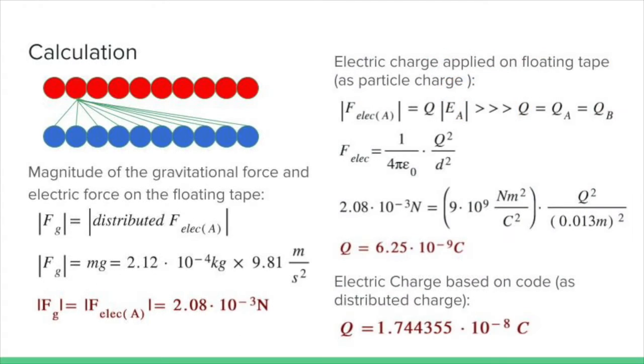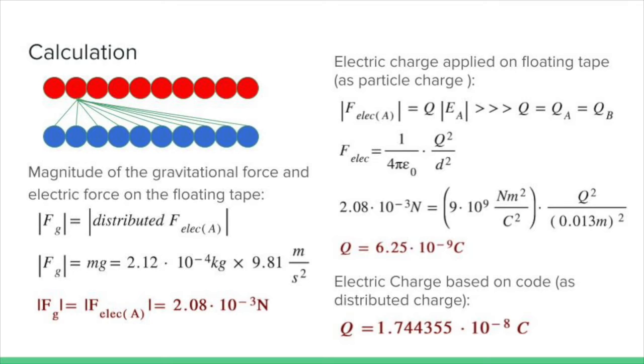With all the measurements and observations collected from the experiment, we can then find electric force. Since we know that the magnitude of gravitational force and electric force are equal, by finding the gravitational force, we will know the magnitude of electric force on the tape. Since mass times gravity is 2.08 times 10 to the negative 3, this is also the electric force.